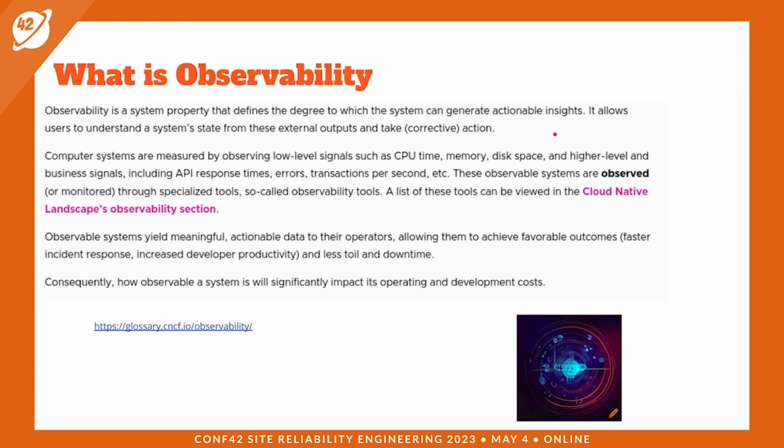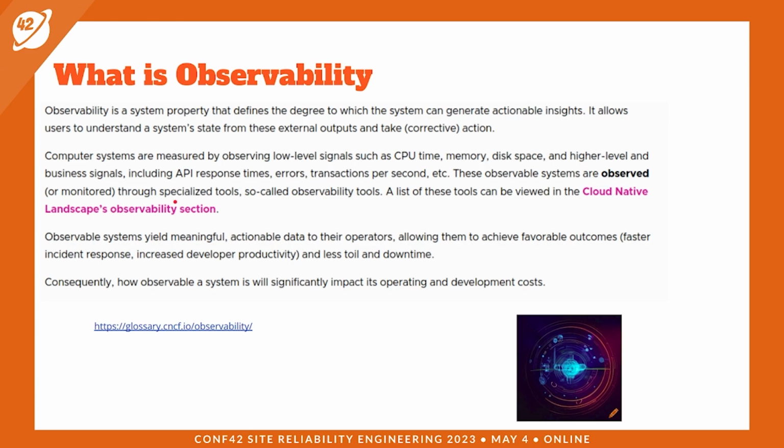Computer systems are measured by observing low-level signals such as CPU time, memory, and disk space, and higher-level business signals, including API response times, errors, transactions per second, etc. These observable systems are observed or monitored. That is the key: monitored. Currently we monitor, for example, by enabling CloudWatch in AWS, or by taking the logs, or looking at the CPU or the network throughput, or just monitoring your application. That is what we're talking about in this session: specialized tools, so-called observability tools. A list of these tools can be viewed in the Cloud Native Landscape Observability section. We will see that landscape in a couple of slides.